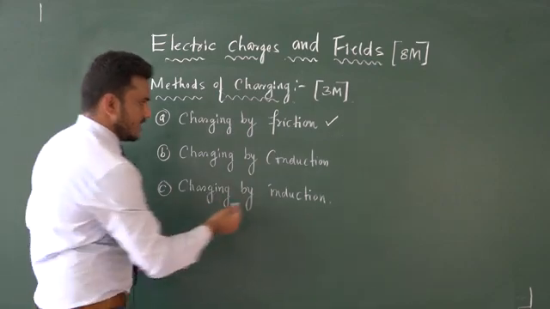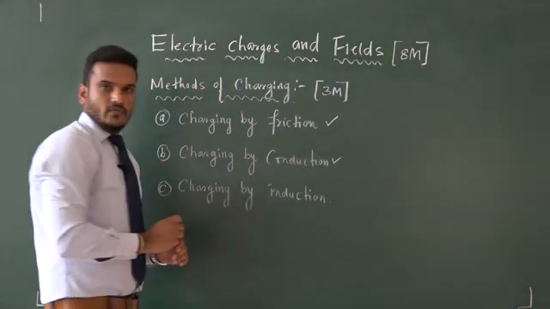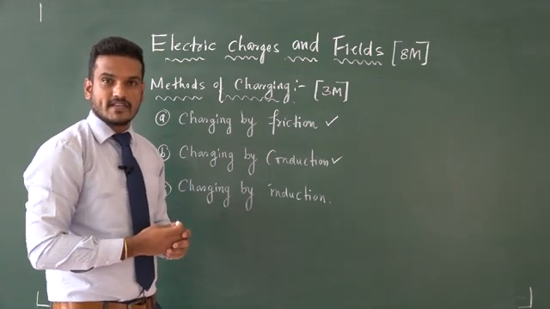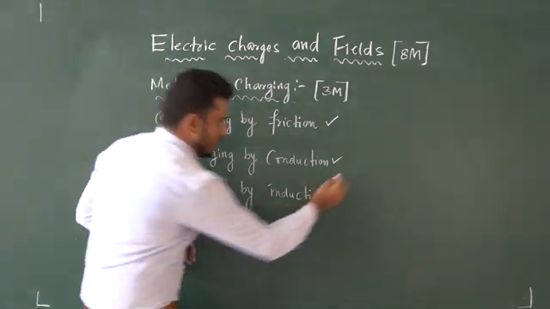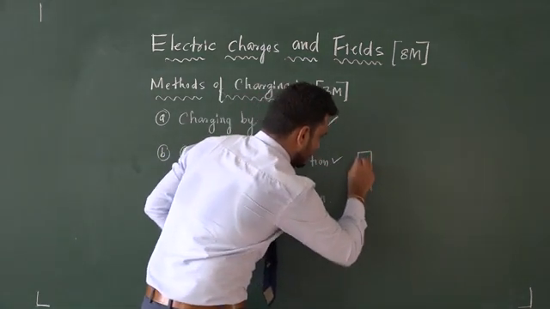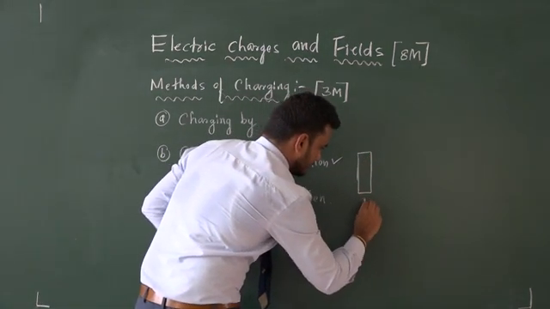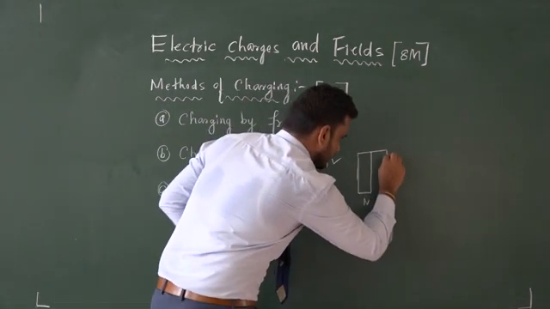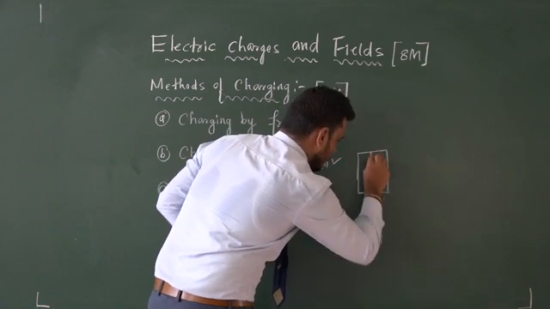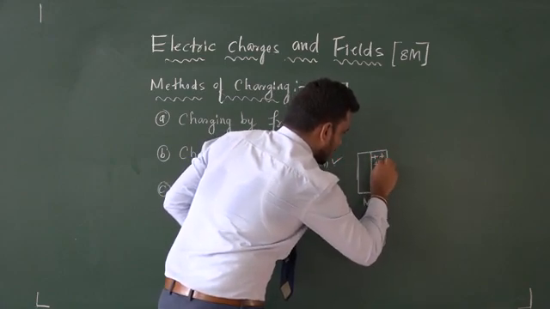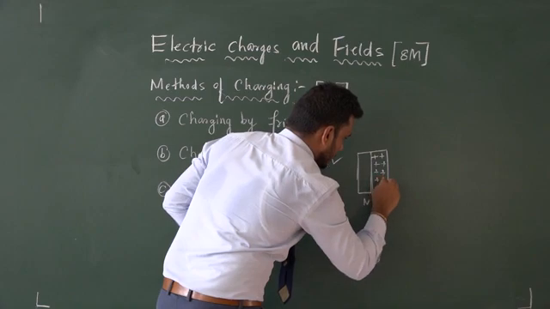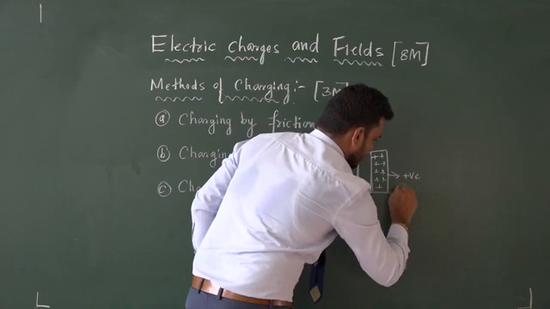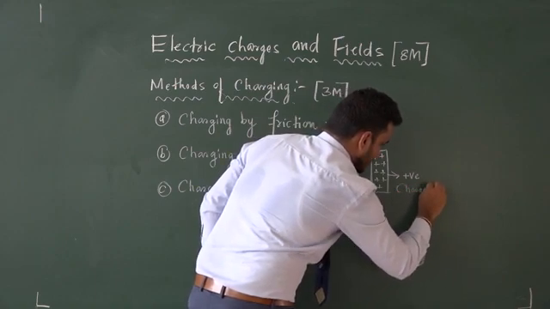The second method is charging by conduction, with a neutral body brought near to the charged body and made to physically contact it. So I am going to consider a neutral body, and I am bringing the neutral body near to the charged body. It may be a positively charged body or a negatively charged body. This is a positively charged body.